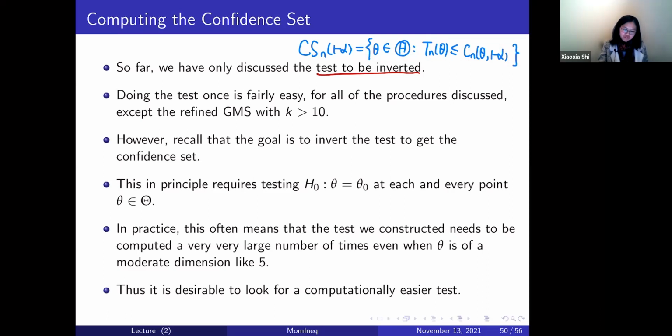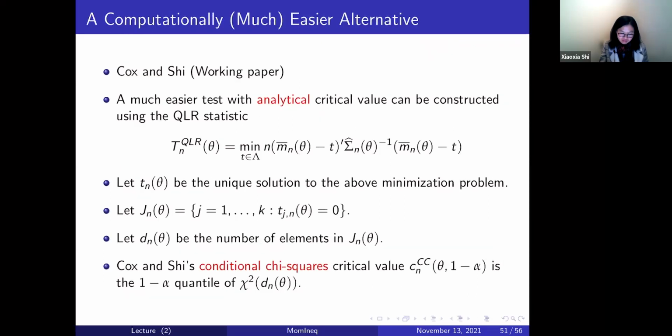So it is desirable to look for computationally easier tests. And I will talk about this other test that is computationally much easier. This test uses an analytical critical value that doesn't require simulation. All 5 critical values I talked about before require simulated critical values, and they're harder than just taking a critical value from an analytical distribution. This test uses an analytical critical value and the quasi-likelihood ratio statistic. That's a statistic I introduced before already. The statistic is something that other tests also use, but the critical value is different.